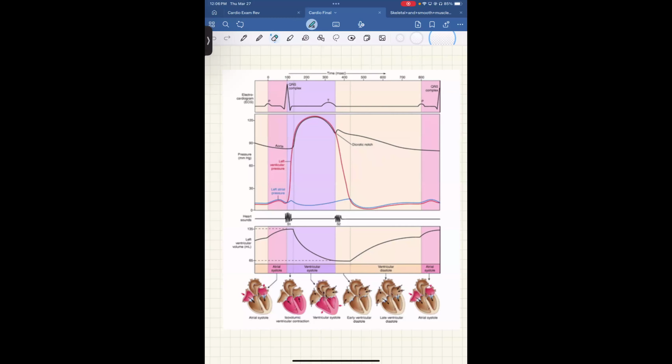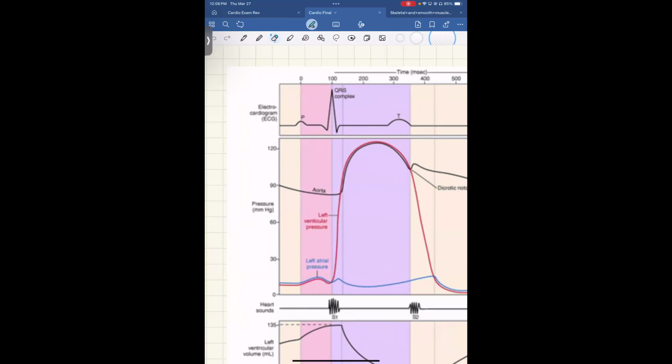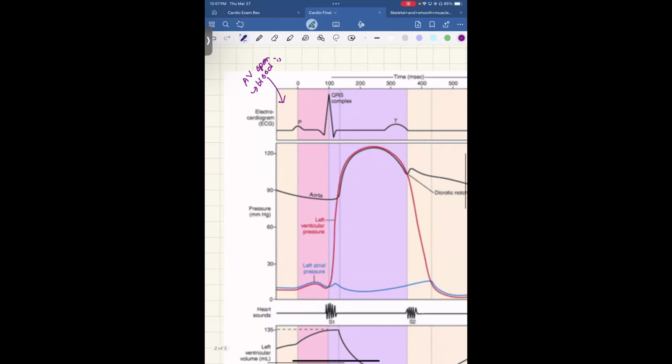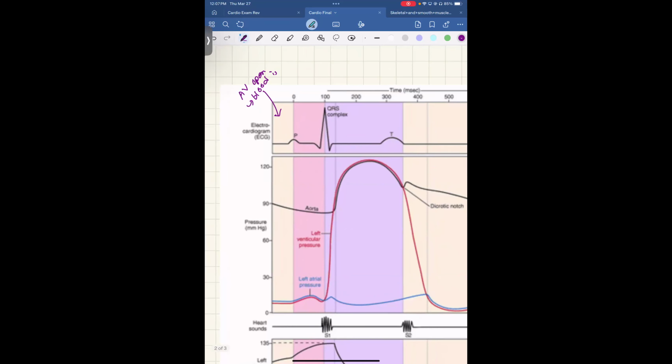All right, so let's go through this one because I feel like this kind of encompasses everything that we need to know. Let's start from the very beginning of when blood is filling in. So for example, let's start here. We have the AV valve open, which means what? Blood is going to fill the atria and the ventricles. So blood fills ventricles. Is that okay? Cool.